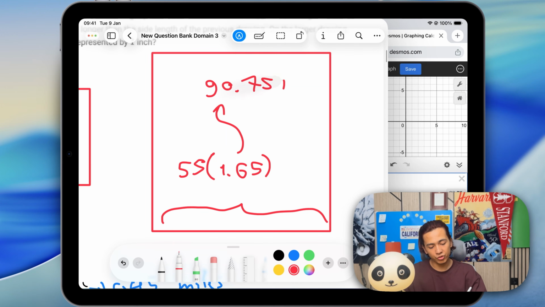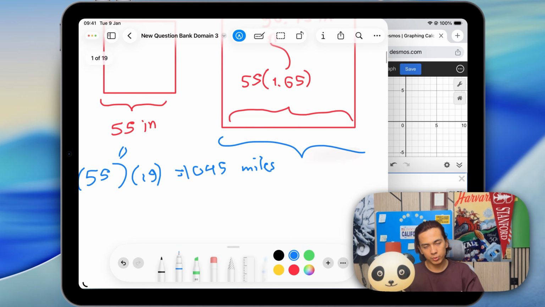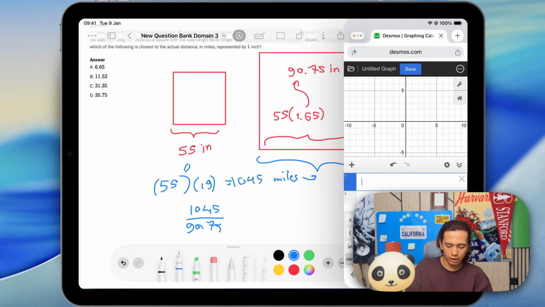90.75 inches. On the larger drawing, which of the following is closest to the actual distance in miles represented by 1 inch? Even though the drawing is larger, the actual distance it represents in real life is still the same, 1,045 miles. So 90.75 inches in total represent this many miles. So 1 inch represents how much? You can do a proportion or you can just divide. So it's going to be 1045 over 90.75, and that's the answer to the first question.